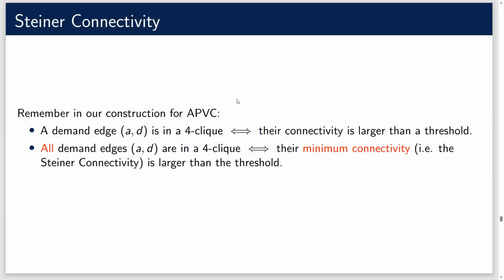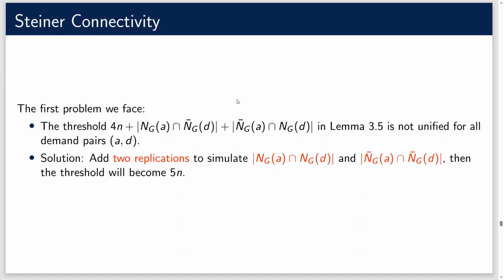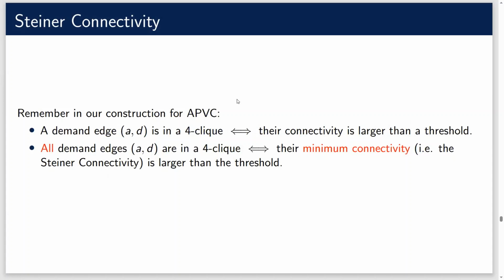They are the same. Remember in our construction for APVC, we know that any demand edge A and D is in a Fock-Lee if and only if their connectivity is larger than a threshold. Therefore, we treat the standard connectivity problem as this: all demand edges A and D are in a Fock-Lee if and only if their minimum connectivity is larger than that threshold. Therefore, we can use standard connectivity to solve the edge universal Fock-Lee problem.